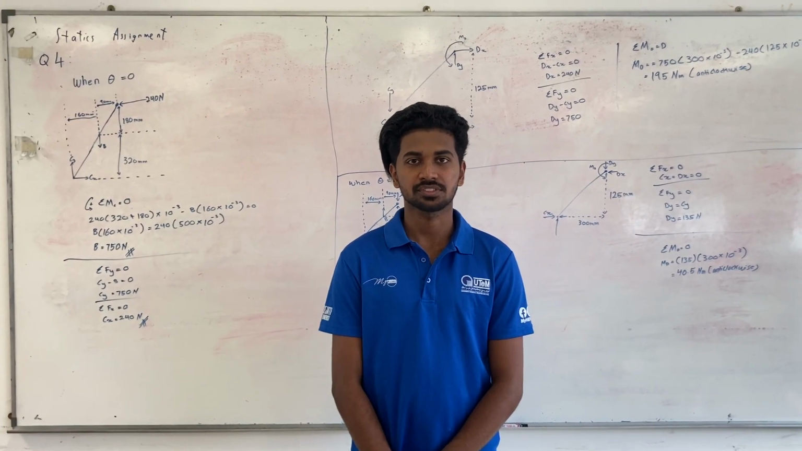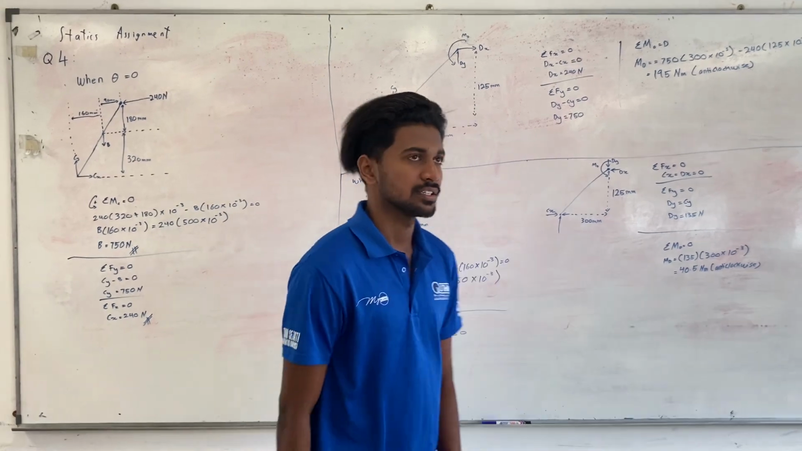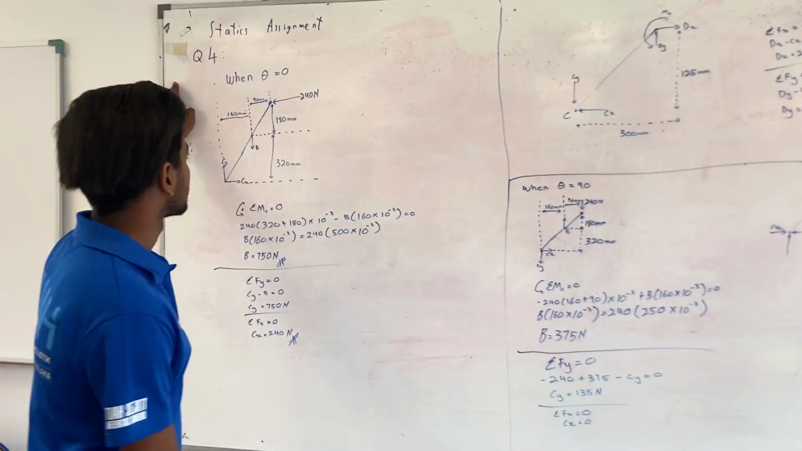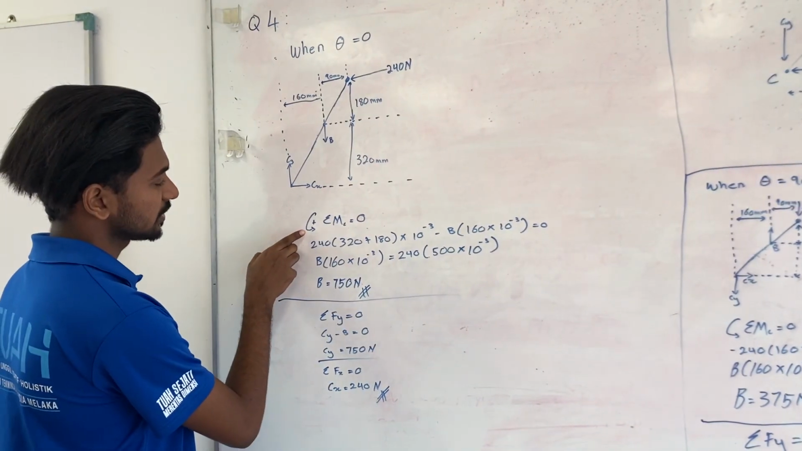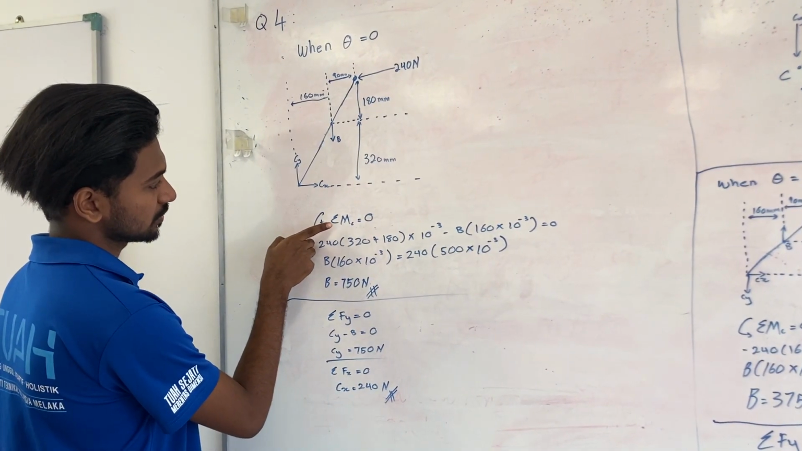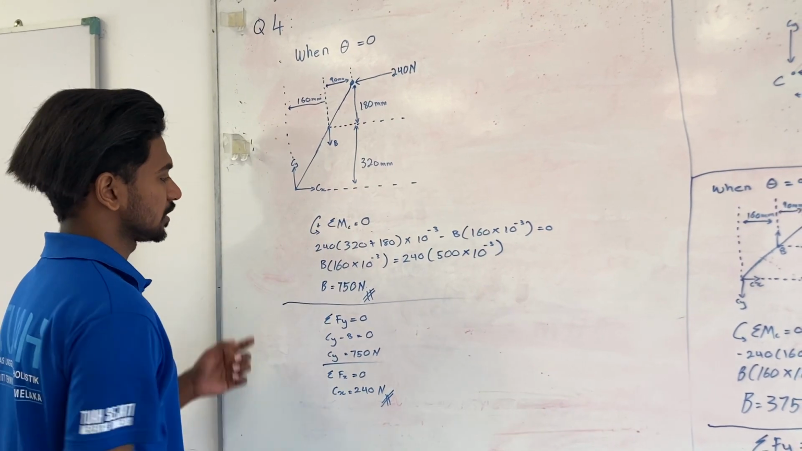I'm doing question 4 and 5 in Statics 7. First, I'm doing question 4. The first question is when theta equals 0. I'm reading anti-clockwise. Summation of moment on point C equals 0.